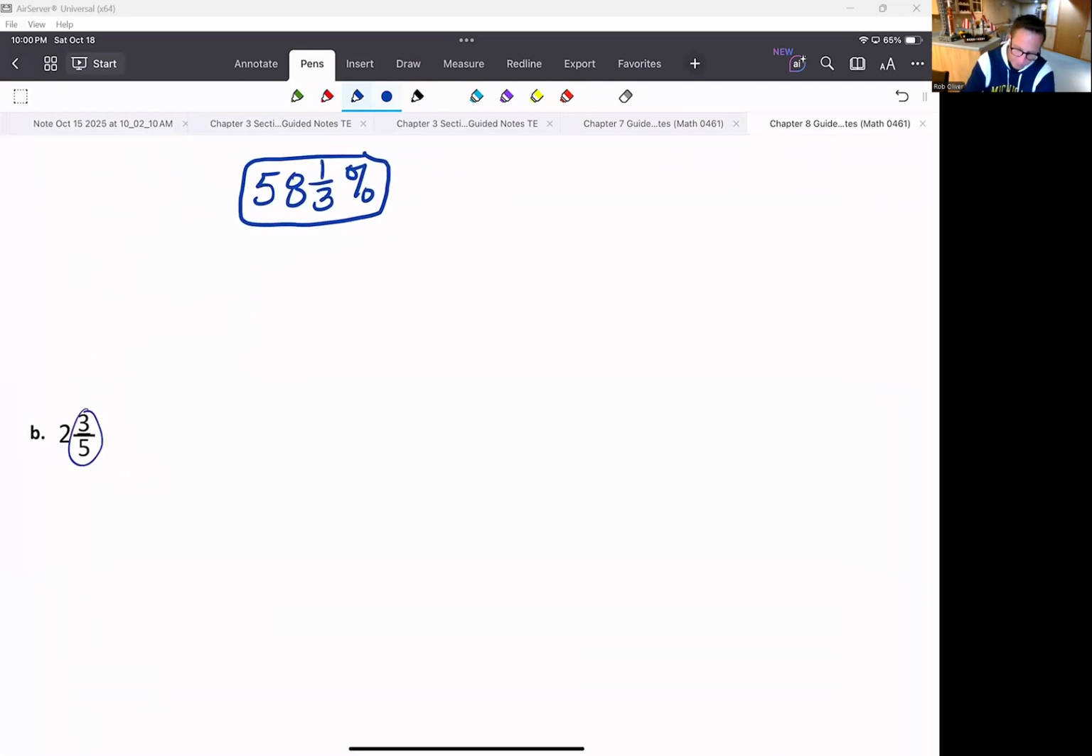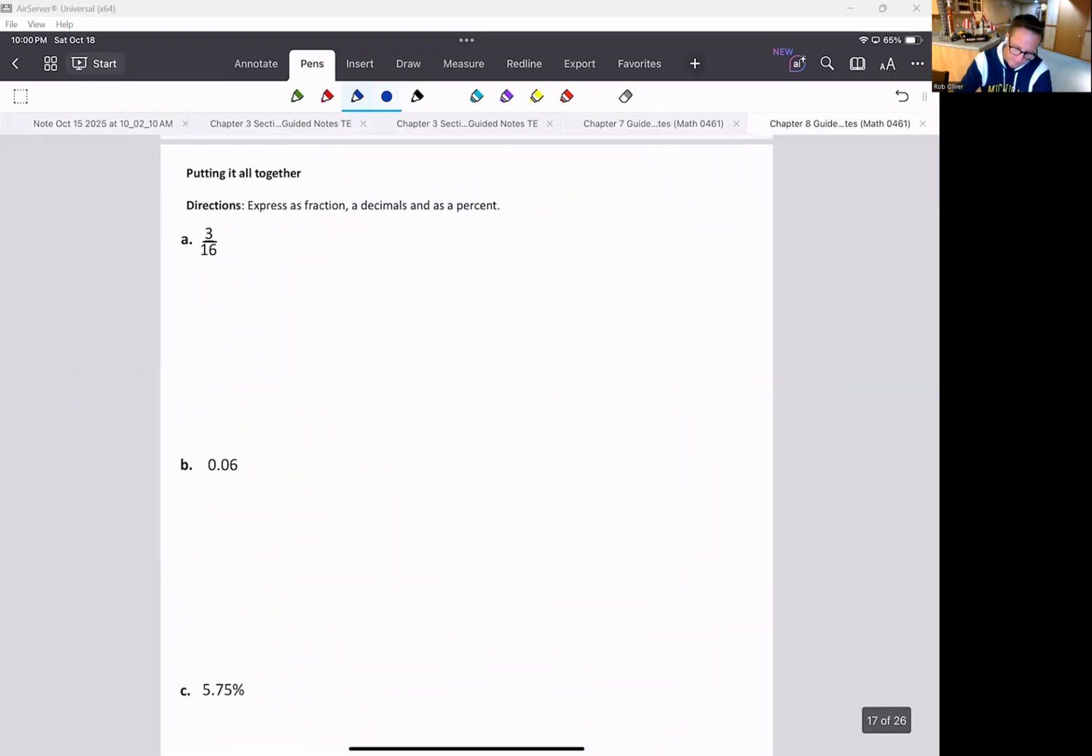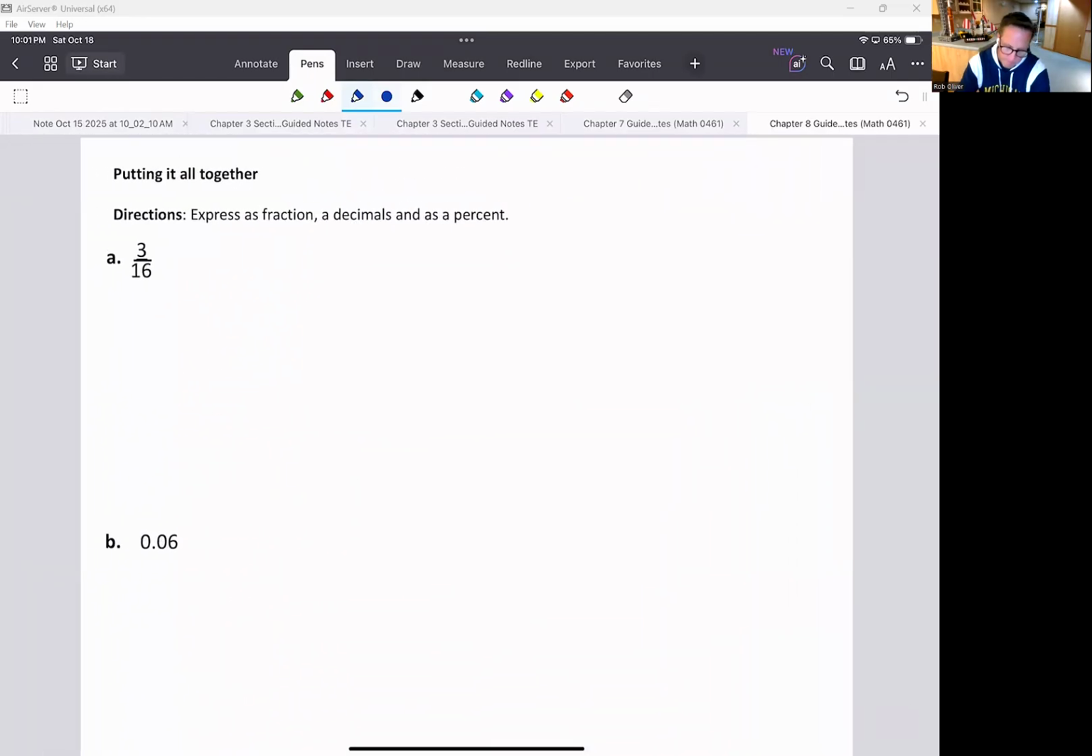Now 3/5, 3/5 is 0.6, right? That's what that is. So that is going to be 2.6, which is 260%. And then you can try these on your own.